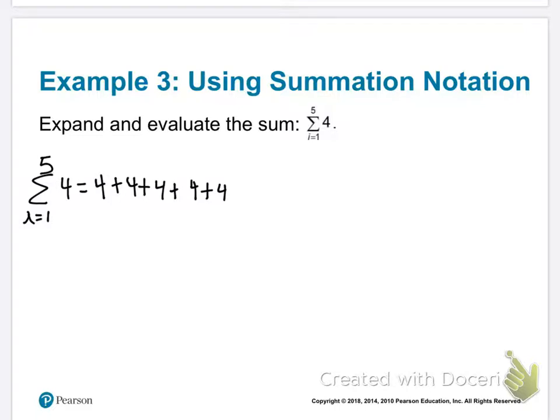5. So what happens here is this is a constant. And since it's a constant, every time you put it in, it's always going to just put back that constant. So 4 plus 4 plus 4 plus 4 plus 4. Well, I have 5 4s, which tells me this is going to be 20. Okay, let's go on to those try it yourselves.